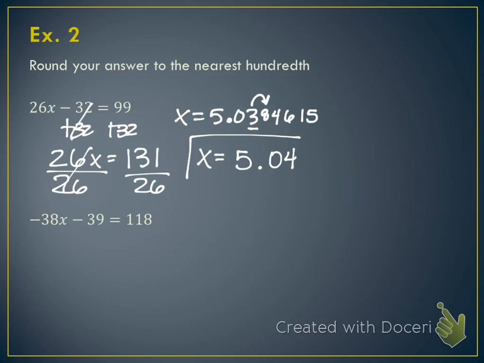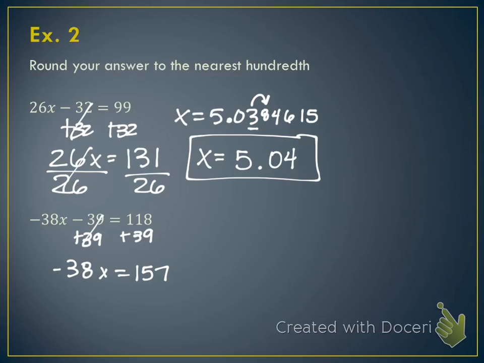5.04 is our answer. Okay, next problem, we're going to do the exact same thing. Christian, what am I going to do first on this second problem? Perfect. Add 39 to both sides. Then I have negative 38x is equal to what? 157.